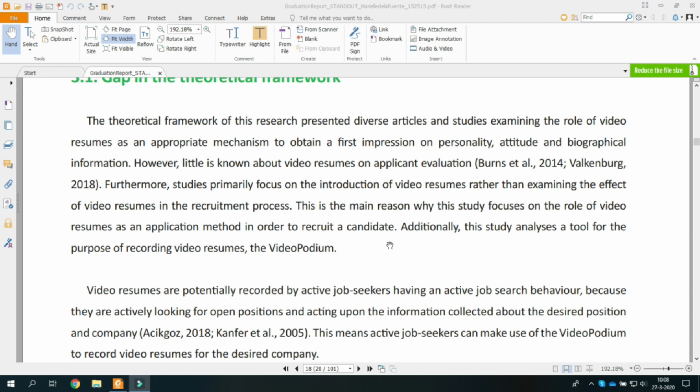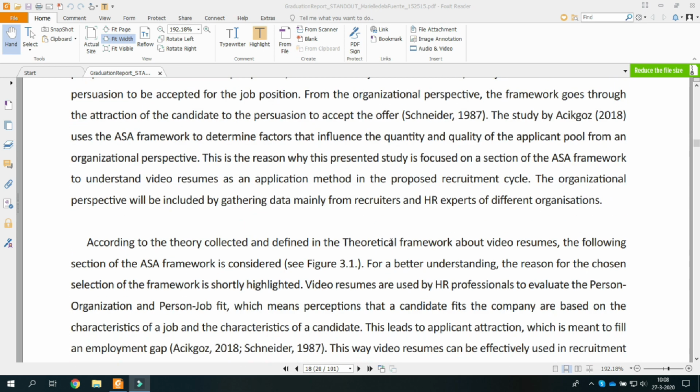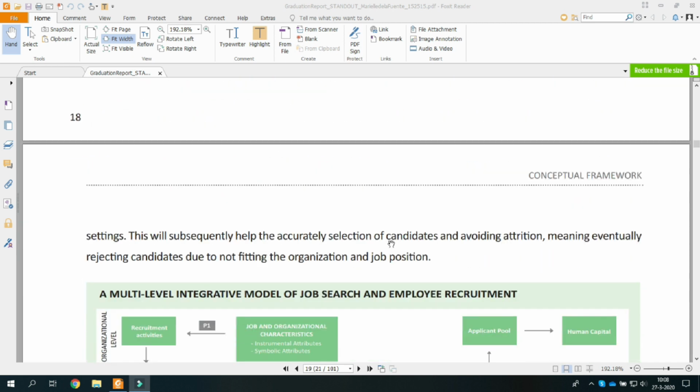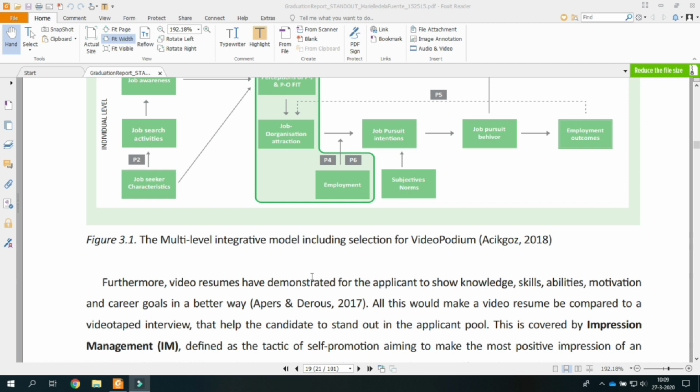So firstly, she's going to look into, does it work, video resumes? Secondly, she's going to look into, okay, and how can video podium help? So this is the media part of her study. She explains this very clearly, how she's going to do it. She also explains here in the previous model, the multi-model, which part of the whole process she's going to analyze. So here is perception, job organization and attraction, and employment. That part is what she is looking at.